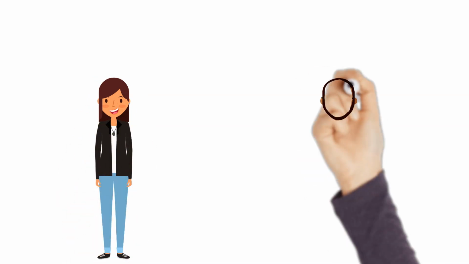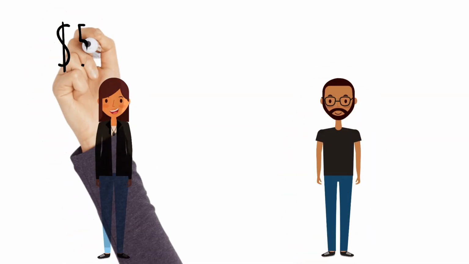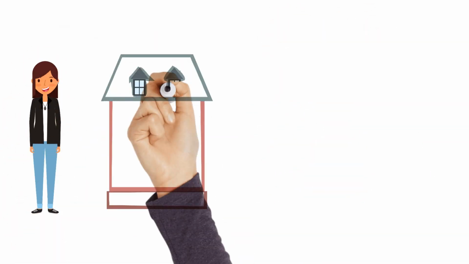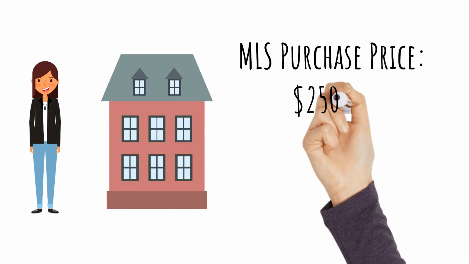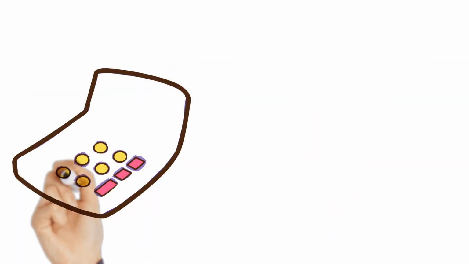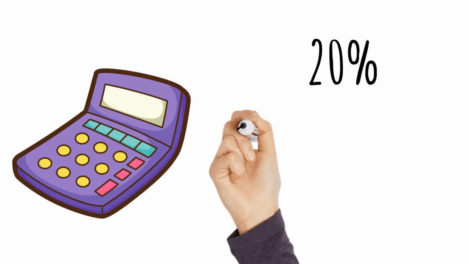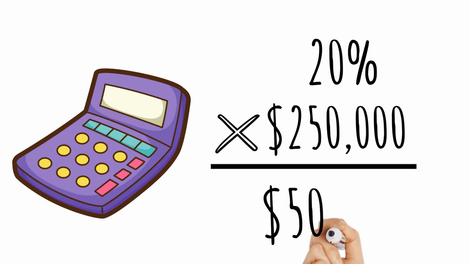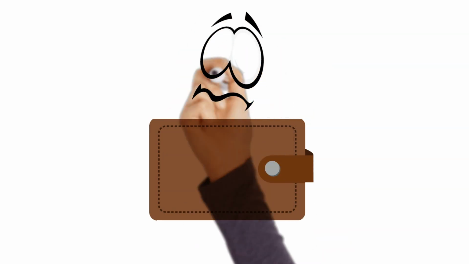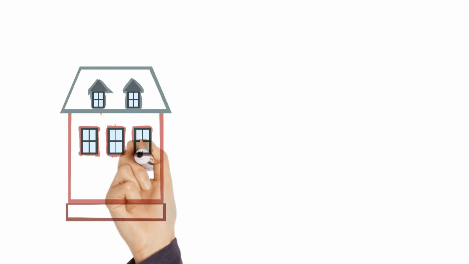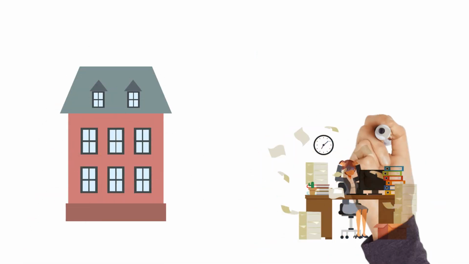Meet Jane and John. Each of them has $50,000 to invest. Jane decides to buy her property at the full MLS retail value of $250,000, and she's going to put 20% down. Let's do the math real quick. 20% of $250,000 equals $50,000. That's Jane's entire savings. She can only afford to buy the one property. Then she's going to have to save up to buy another.